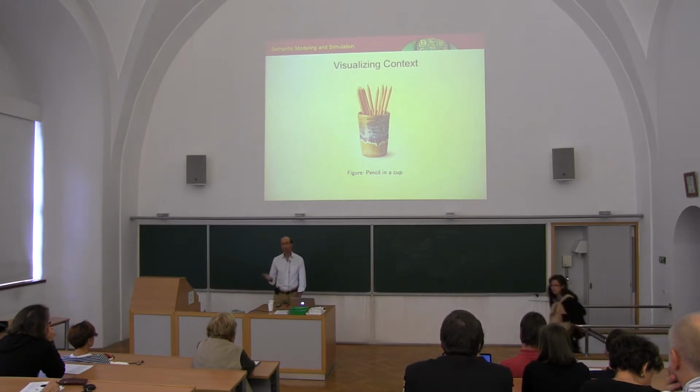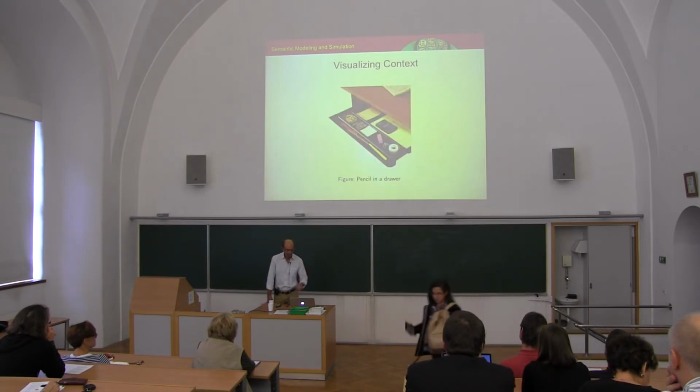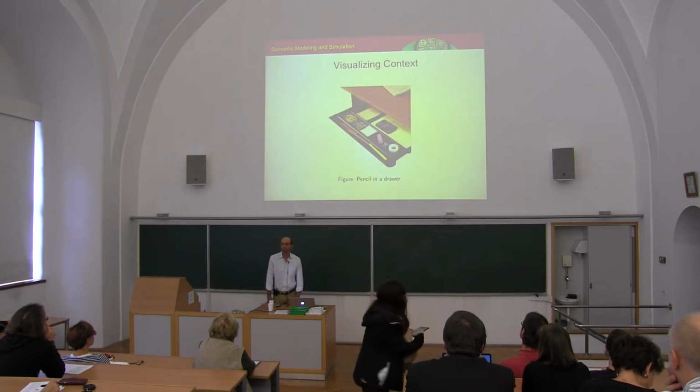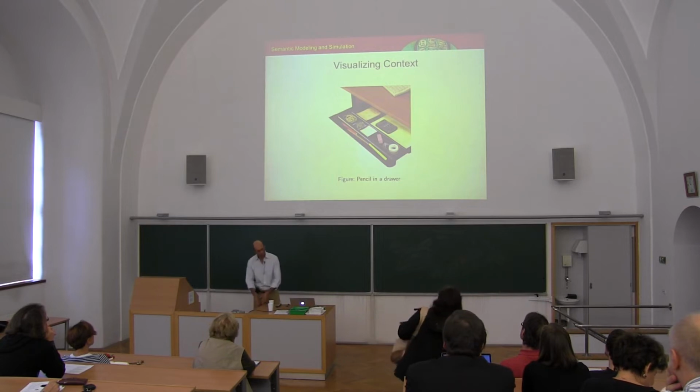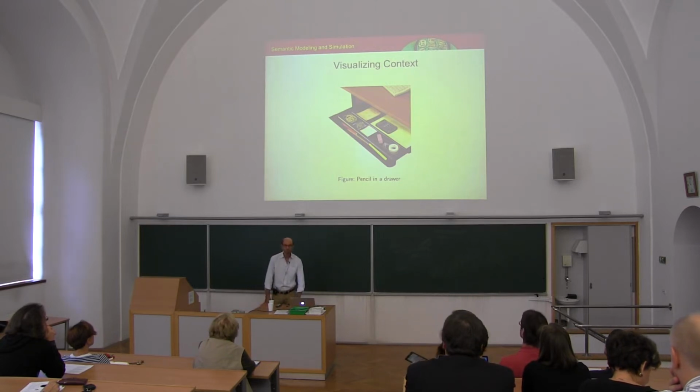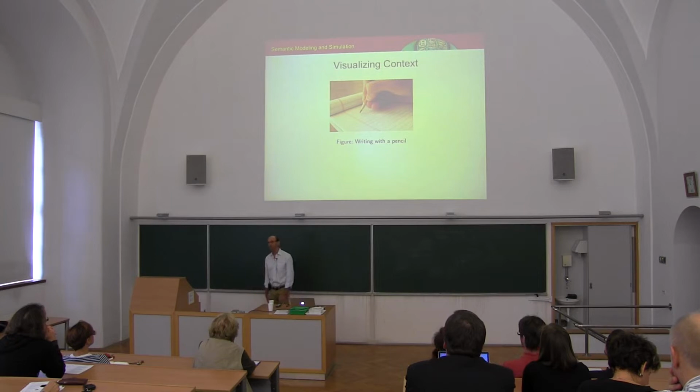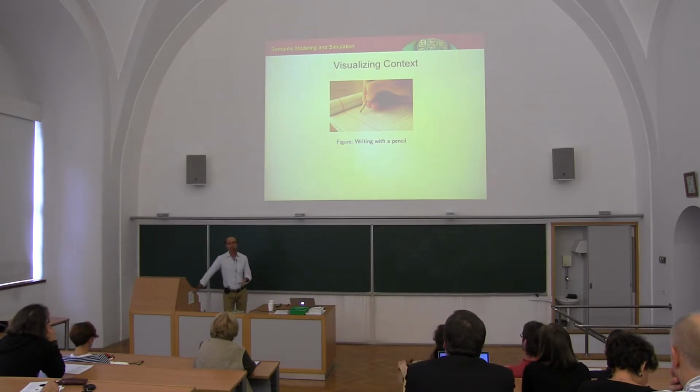Here's a pencil in a cup. Notice it's vertical. Here's a pencil in a drawer. It happens to be horizontal. I might have a deep drawer that I could have a vertical cup, but this is my computer desk drawer. And this is my writing with a pencil. So context is, I'm going to argue, part of the semantics of objects that we use and part of events.